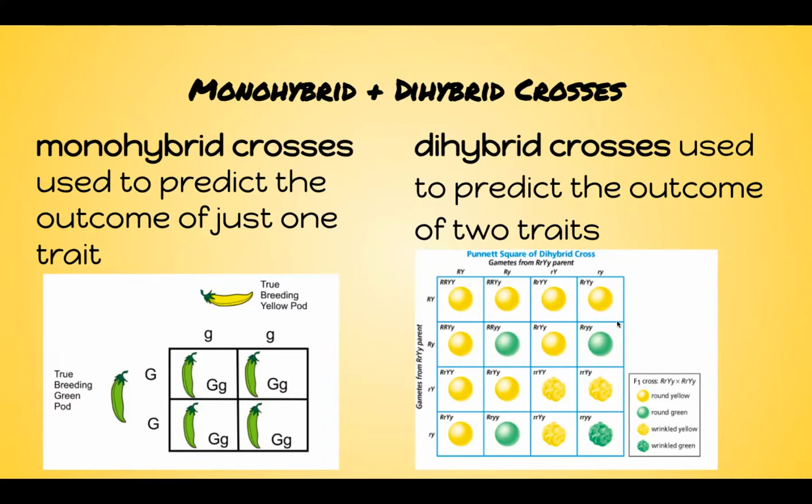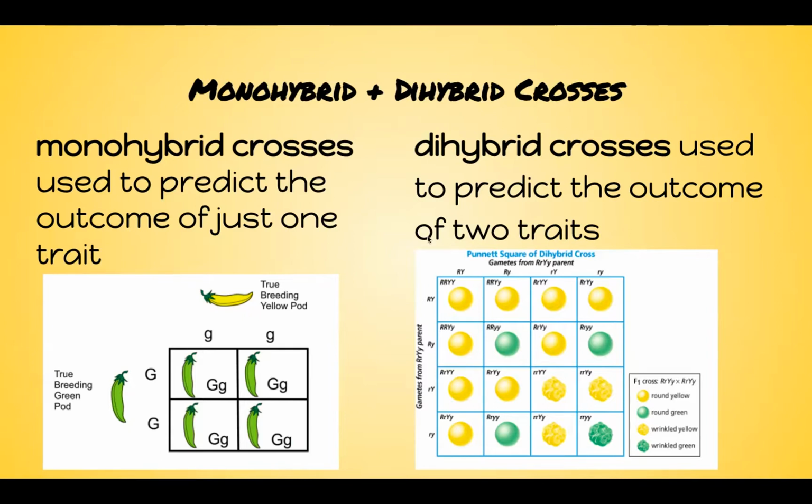Then on the right, it's a Punnett square with 16 boxes, and they're predicting whether the peas are going to be round and yellow, round and green, wrinkled and yellow, or wrinkled and green. So that is predicting two different traits, the color, or sorry, the shape, and if it's wrinkled or not.